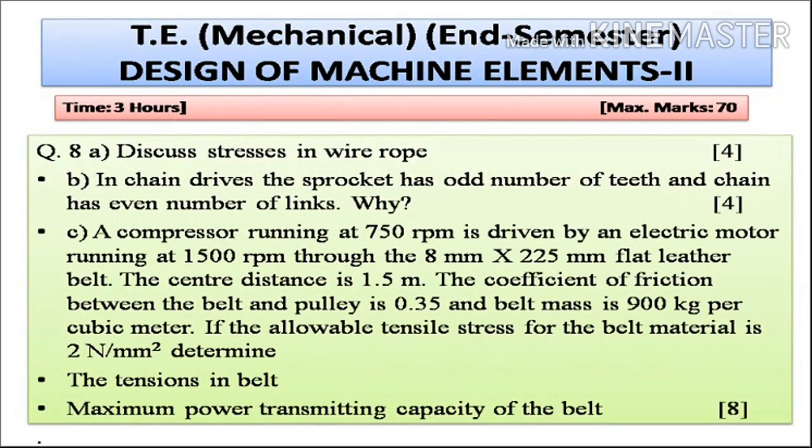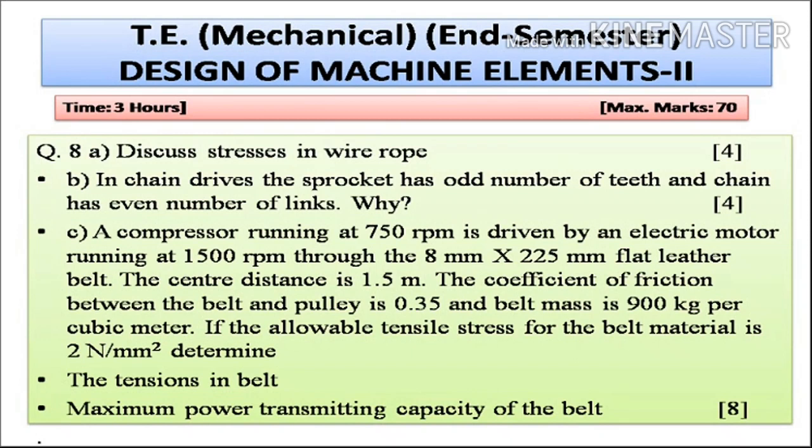Question number 8a is for 4 marks, in which you are asked to discuss the stresses in a wire rope, where you are expected to write the different stresses like tensile stress and bending stress acting on the wire rope. Then there is the next question 8b for 4 marks on chain drives, and 8c is for 8 marks on a numerical on belt drive.